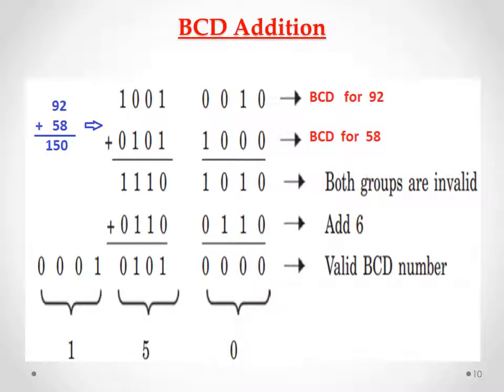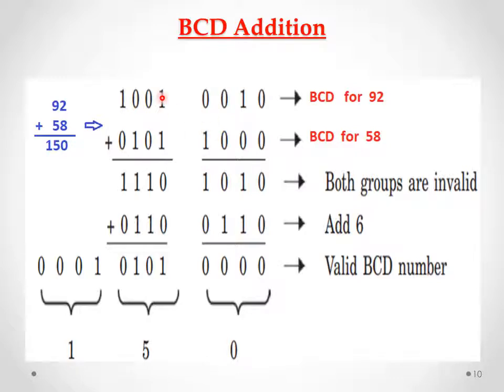In this case, 92 plus 58 is equal to 150. Now let's perform it in BCD. Now write it in BCD form for 92 and 58. So this is 9 in BCD and this is 2 in BCD. And this is 5 in BCD and this is 8 in BCD. Now we will start to add the numbers from the LSB. 0 plus 0 is 0, 1 plus 0 is 1. 0 plus 0 is 0, 0 plus 1 is 1.